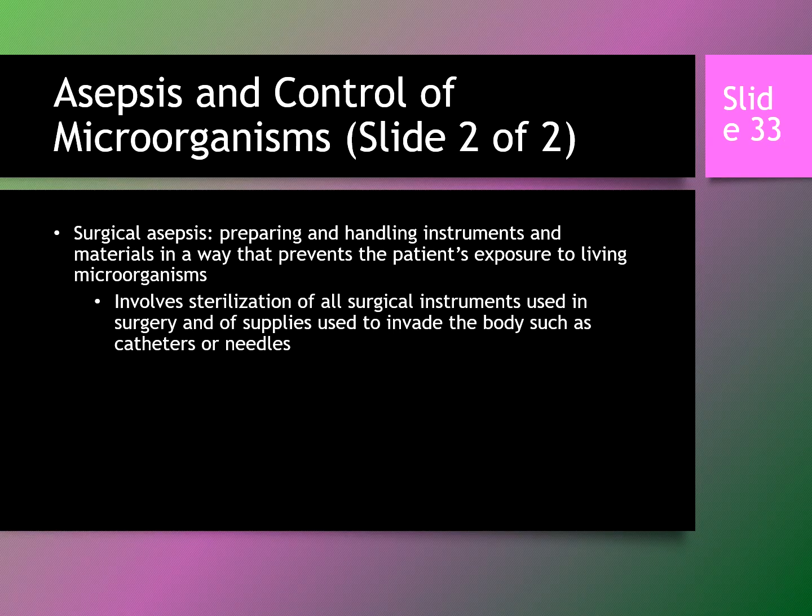Surgical asepsis is the practice of preparing and handling materials in a way that prevents the patient's exposure to living microorganisms. Surgical asepsis is referred to as sterile technique. It involves sterilization of all instruments and inanimate equipment, as well as the use of sterile supplies and sterile technique for procedures that invade the body and for wound care. In this, all microorganisms are destroyed.